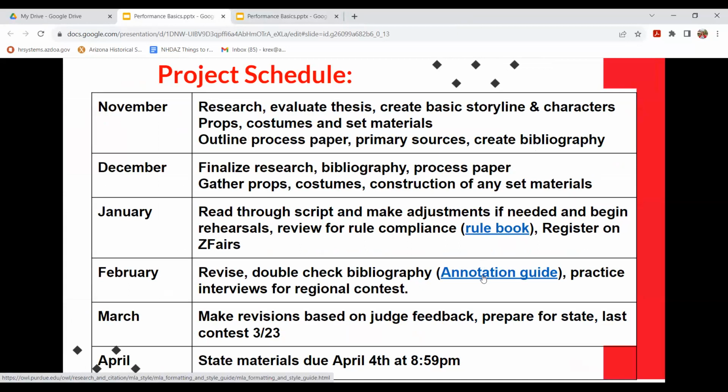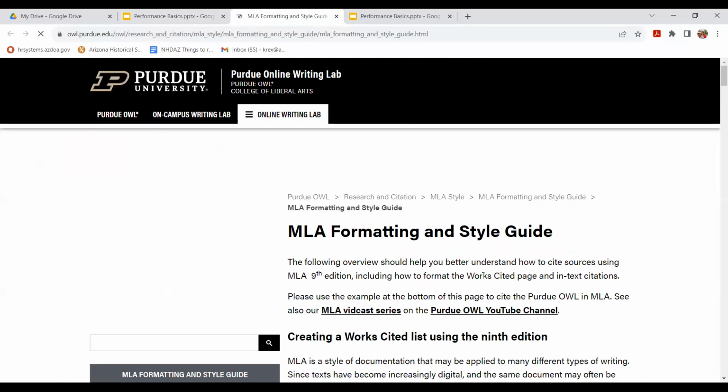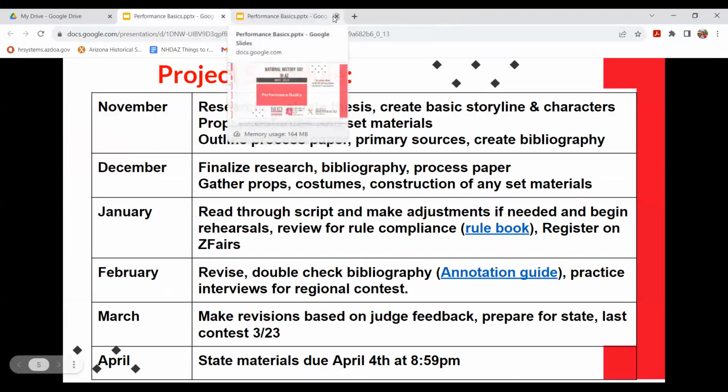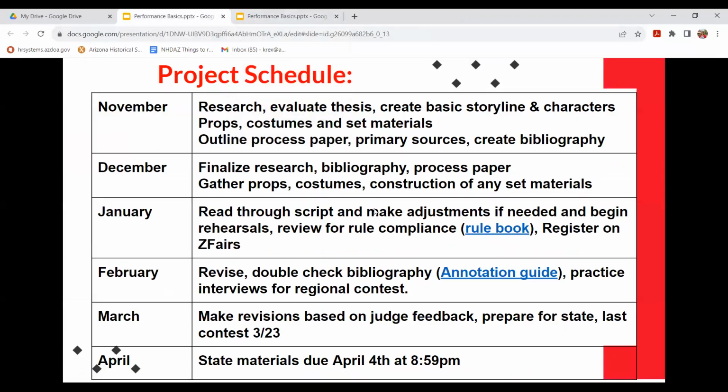And when you do your bibliography, it would be wise to be doing it all along as you're gathering and researching, and use the annotation guide. There are many samples out there. Here's one sample for MLA formatting. Some people use MLA formatting. Some people want to use other things. That's not as specific and critical as the fact that you are double checking your bibliographies and you're making sure your facts are straight.